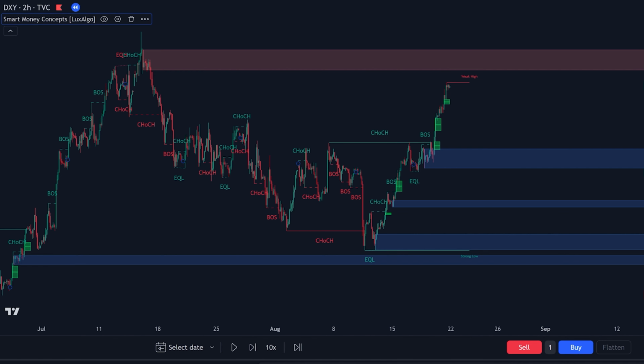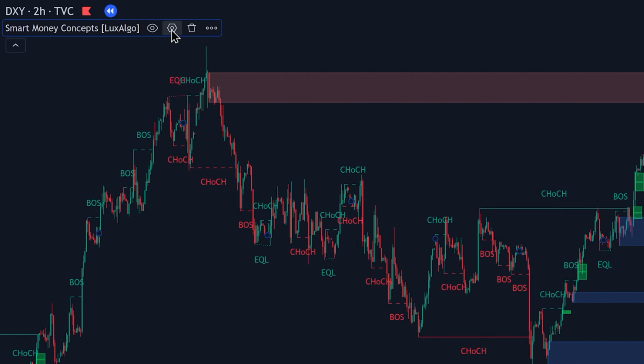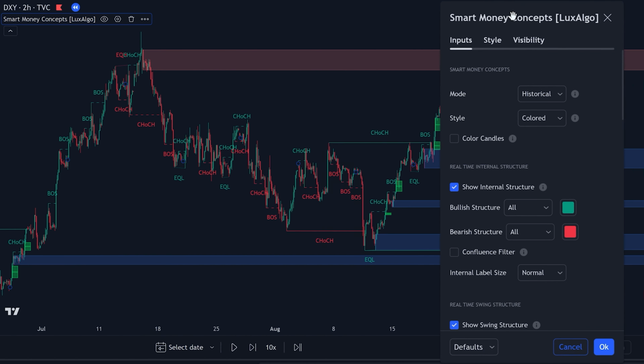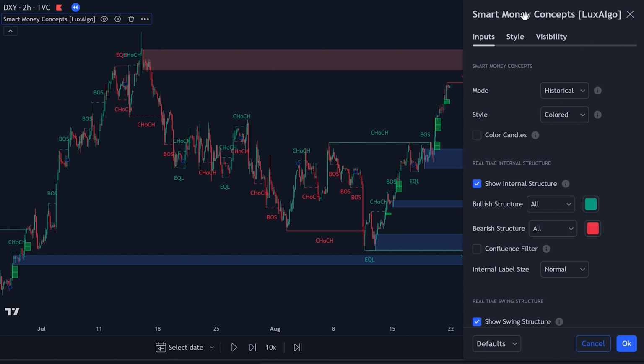Let's focus on the essential settings of the Smart Money Concepts indicator that you need to know to get the most out of it. First, we have the Mode setting. This allows you to select between Historical or Present, which displays either historical or recent data on the chart. Choosing Historical will show past data points, while Present focuses on the latest market information.